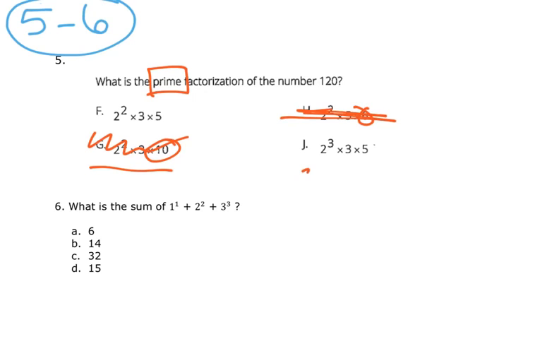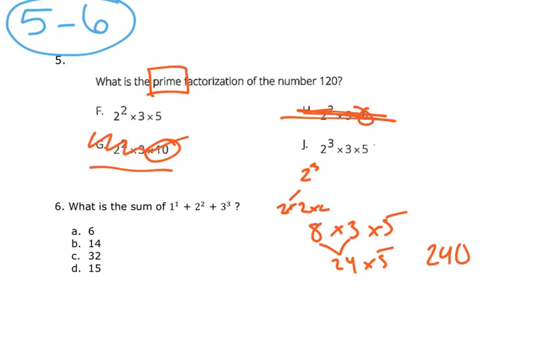So let's try J. 2 to the power of 3 is 2 times 2 times 2, which is 8, times 3 times 5. 8 times 3 is 24, times 5. Well, here's my times 5 trick. I would go up and say 8 times 10 is 240, but that is twice as much as what I actually wanted, so I'm going to divide by 2, 120. J is my answer.